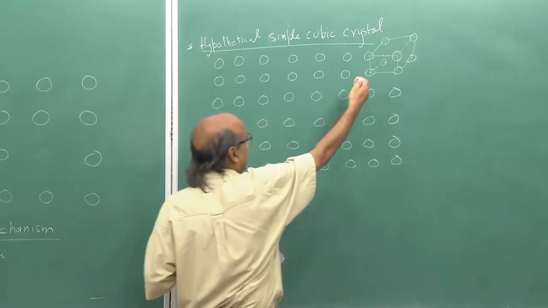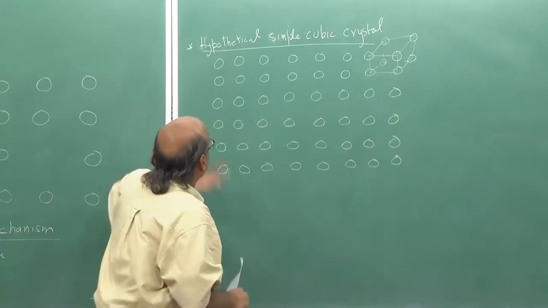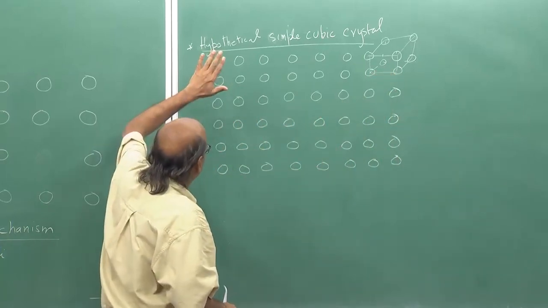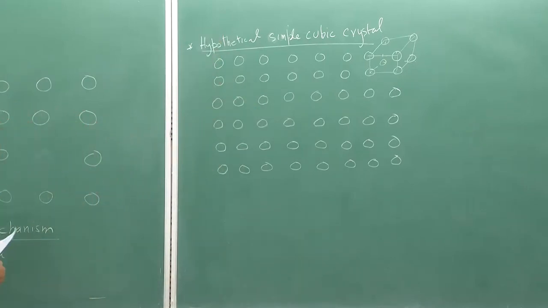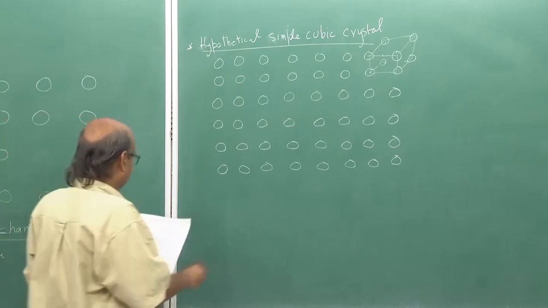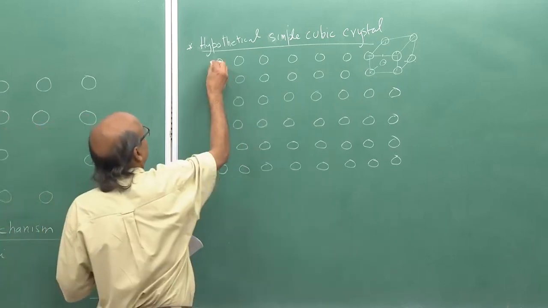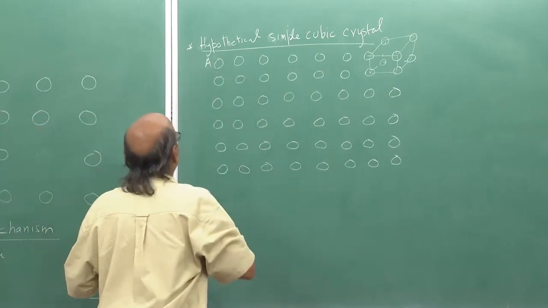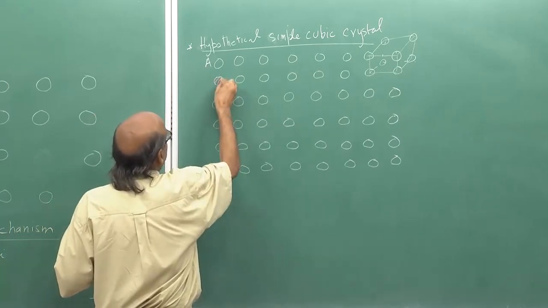And of course, you will have atoms on the top as well, and of course atoms at the bottom. Let us consider, and let me also put some B atoms in this. So these white ones are A atoms, and let's put some B atoms.